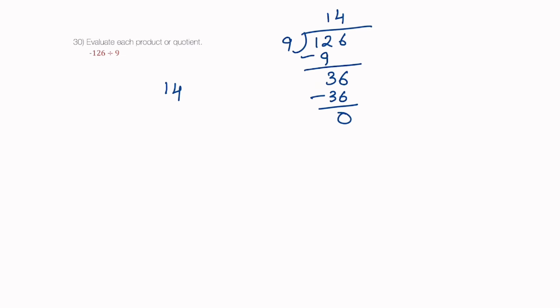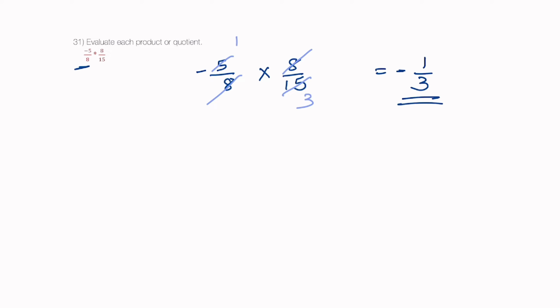The next. Minus 126 divided by 9. 9 times 1 is 9. 3, 6. That's 4. And the answer is 14. Positive or negative? It has to be negative because we just have one, an odd number of negative signs.